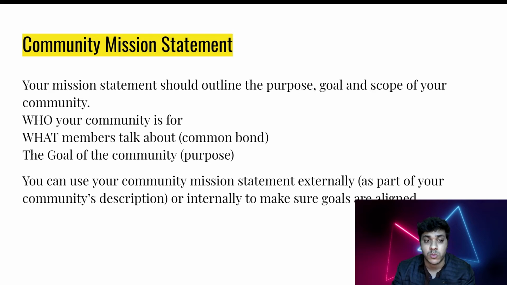Awesome. So what's your community mission statement? Three things: who, what, and why. Your mission statement should outline the purpose, goal, and scope of your community. Who have you created this community for? The second one is, what do people talk about in this community? What is that common bond that all of the community members share? The third one is, why have you even created this community? That's the goal, the purpose.